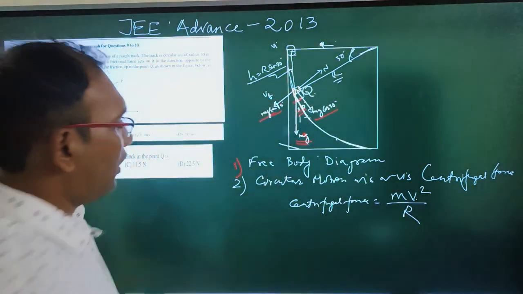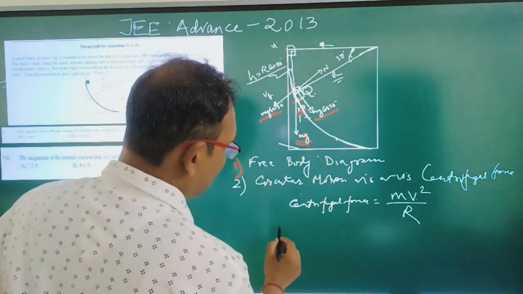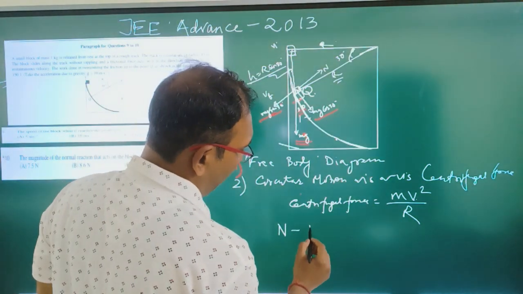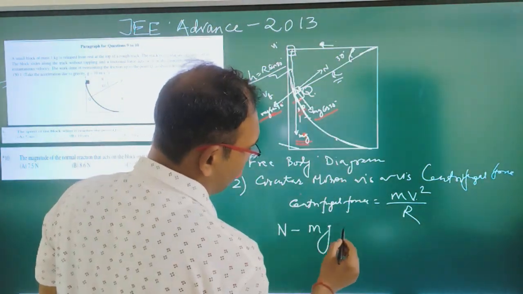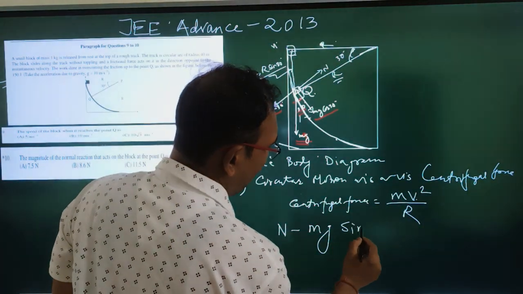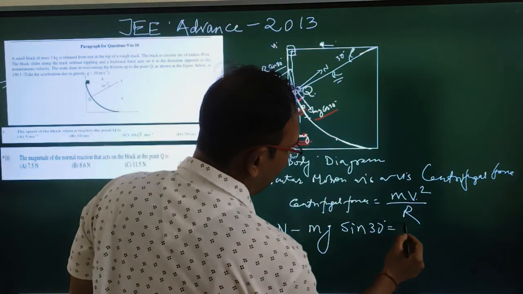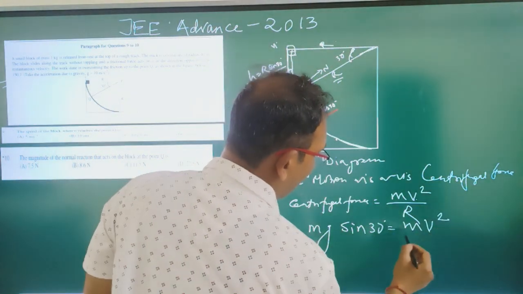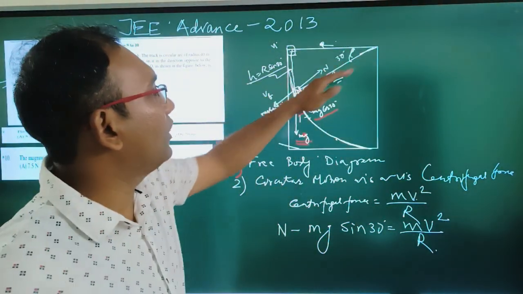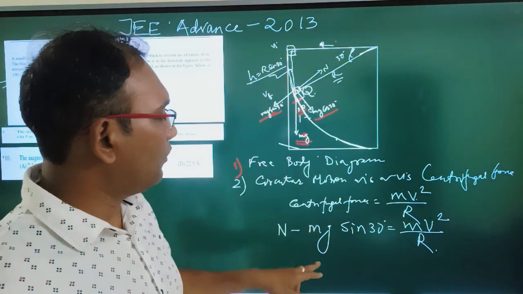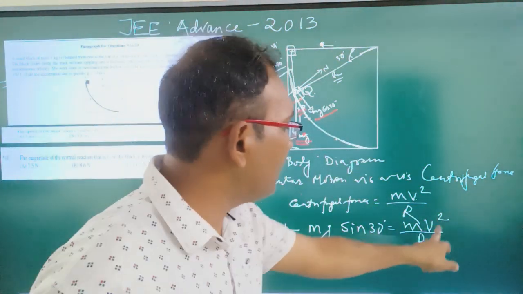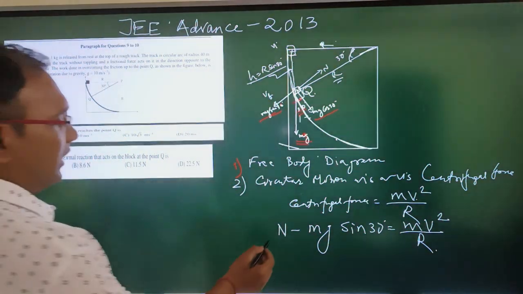So if we write the equation, the part of the normal force that is utilized as the centrifugal force means N minus mg sin theta is equal to mv square by r. Because this is moving in a circular motion, we have to use this equation. The difference between the normal force and mg sin theta is equal to mv square by r. We have to find this normal force.